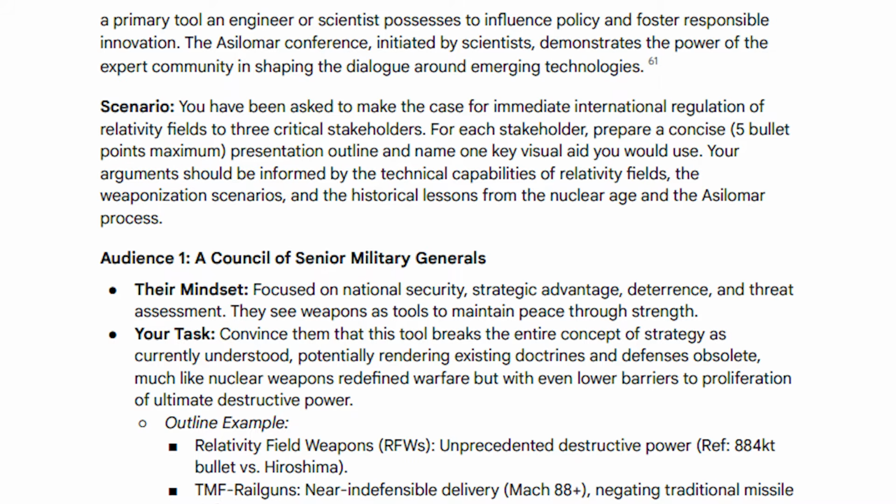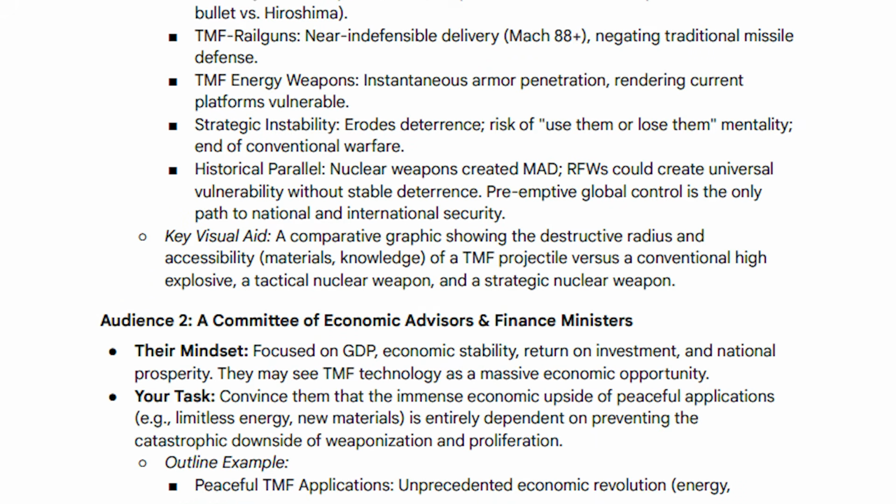Outline example: relativity field weapons, RFWs, unprecedented destructive power, reference 884 kiloton bullet versus Hiroshima. TMF railguns, near indefensible delivery, Mach 88, negating traditional missile defense. TMF energy weapons, instantaneous armor penetration, rendering current platforms vulnerable. Strategic instability, erodes deterrence, risk of use them or lose them mentality, end of conventional warfare.